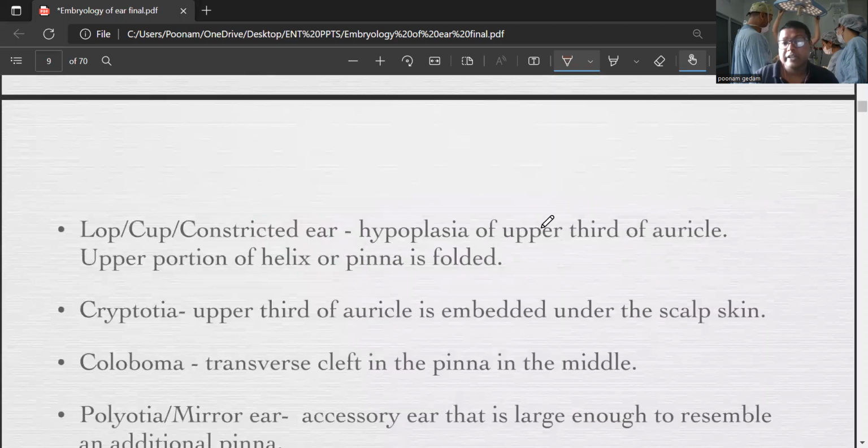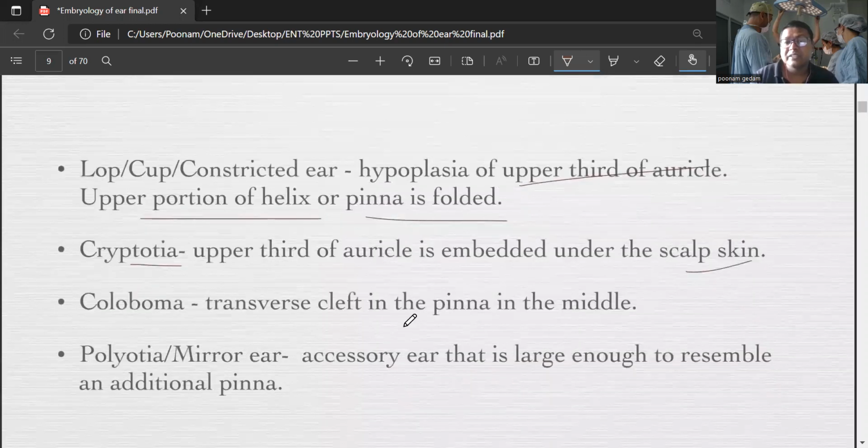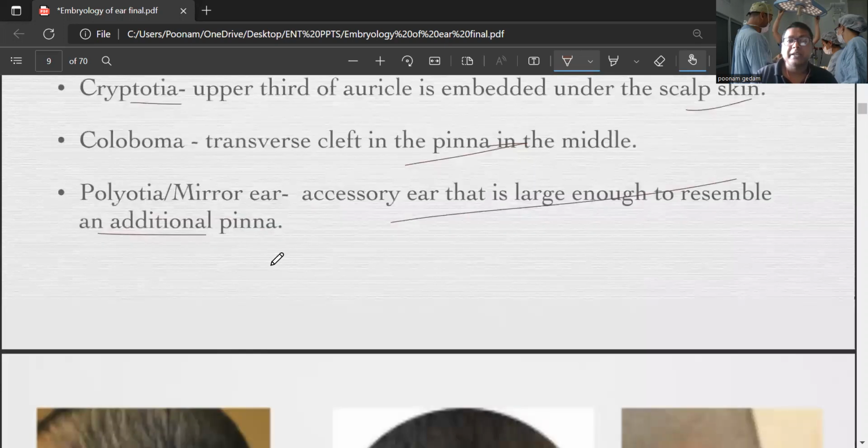Lop, cup or constricted ear: hypoplasia of the upper third of the auricle, where the upper portion of the helix or pinna is folded. Cryptotia, this is very important. I have seen one case of cryptotia in a myopathy. The upper third of the auricle is embedded into the scalp skin. Coloboma is a transverse cleft in the middle of the pinna. Polyotia or mirror ear is an accessory ear large enough to resemble an additional pinna.